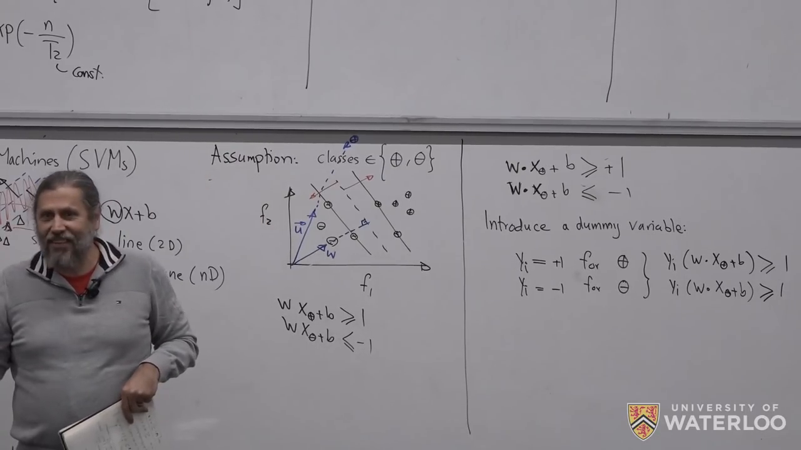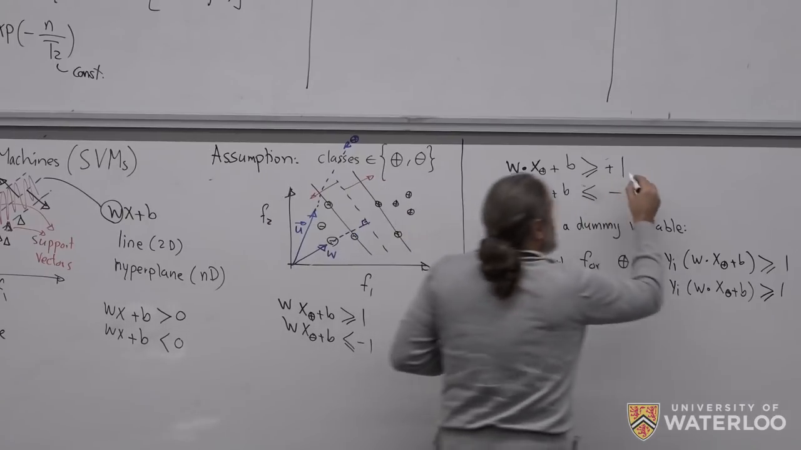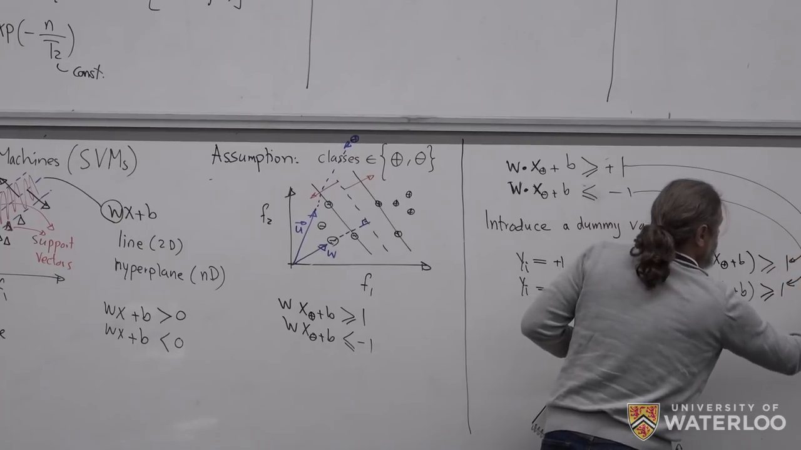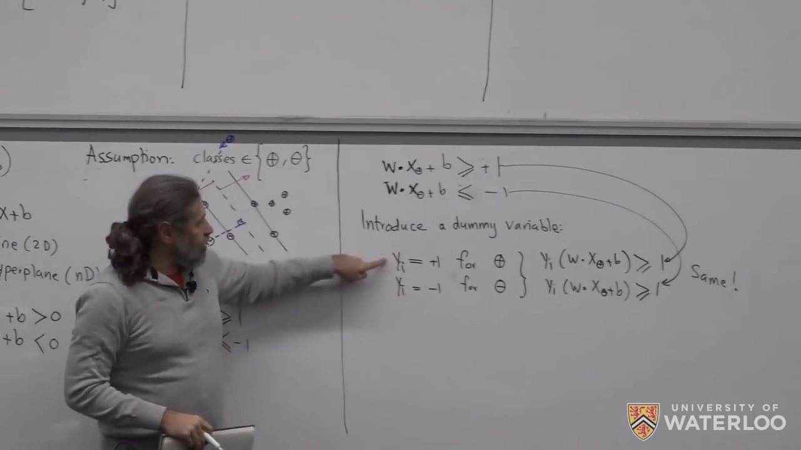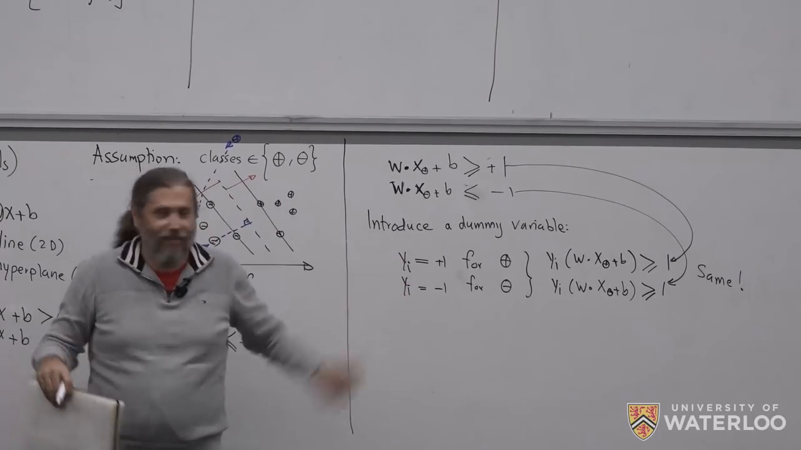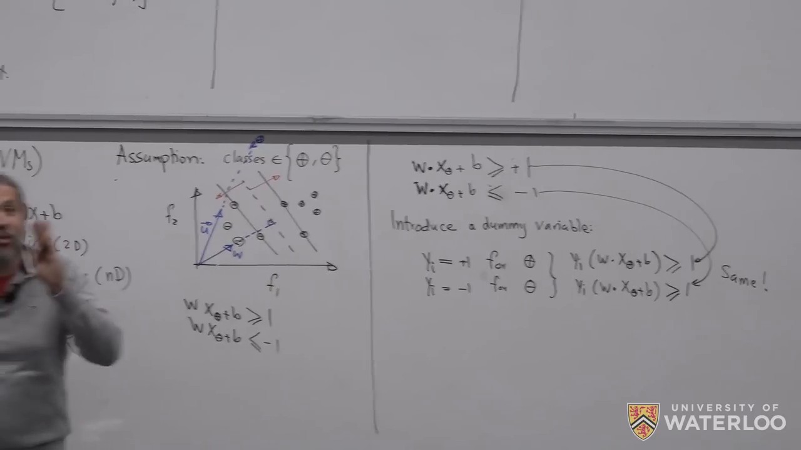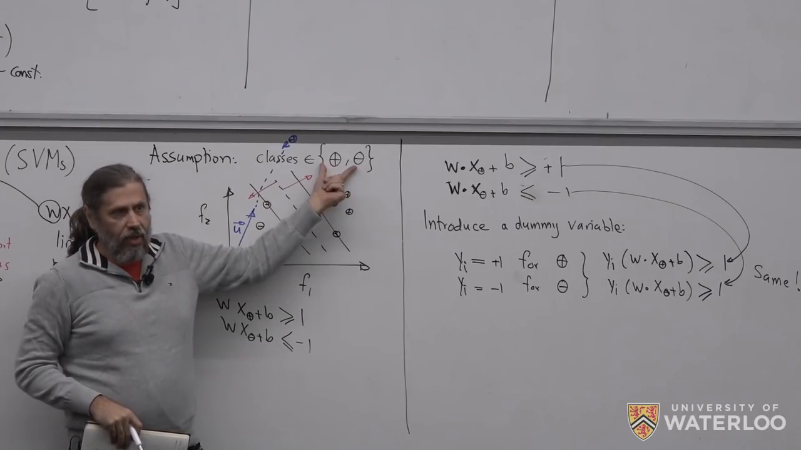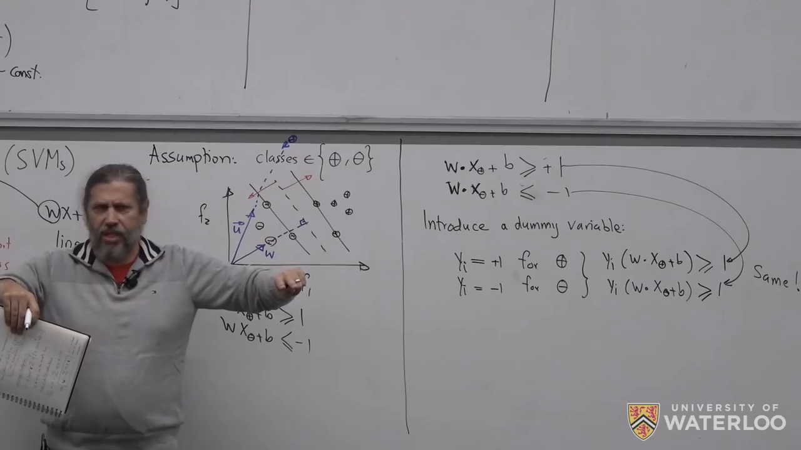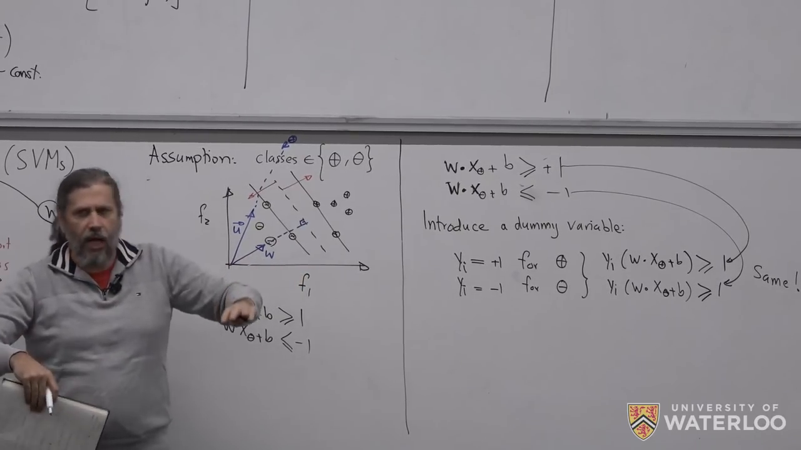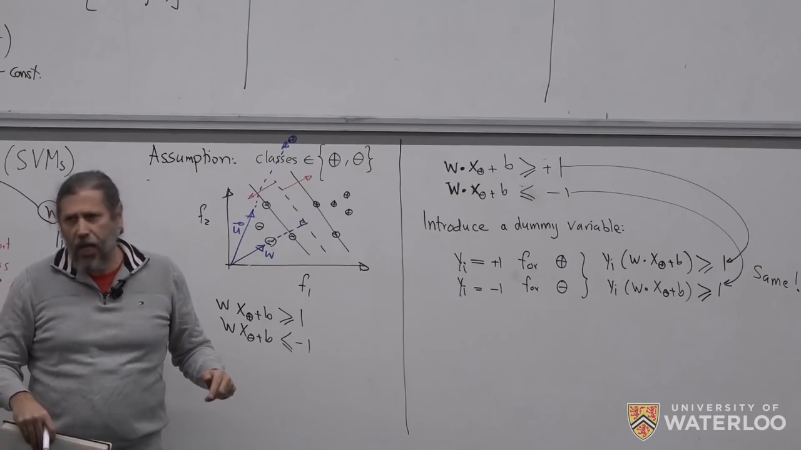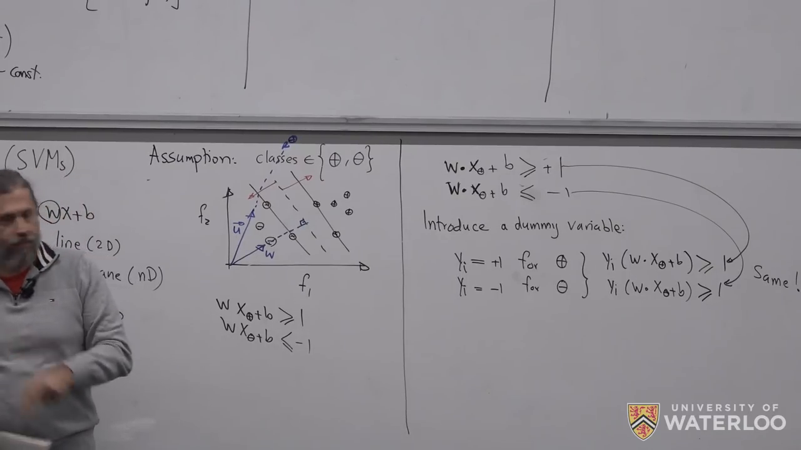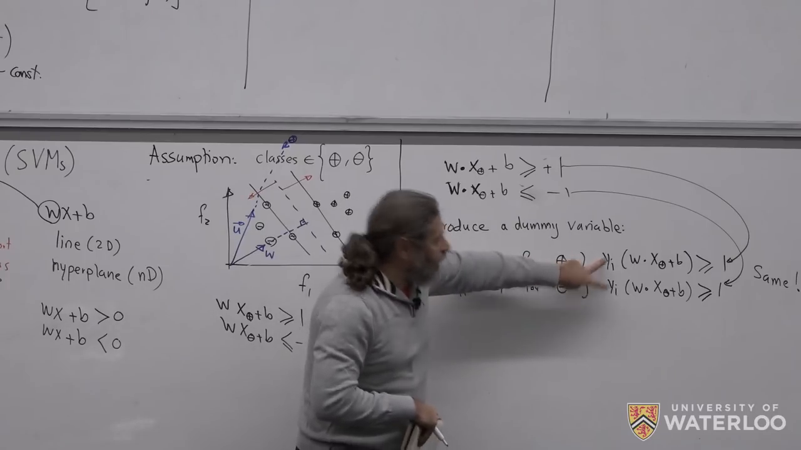So suddenly both equations are the same, by just introducing a dummy variable which comes from nowhere. It's not part of the data. But I could do that because I assumed I am doing binary classification, yes or no. So to keep things separate, the dummy variables that I introduce are also yes or no. And I will not go with plus 9.8 and minus 9.8. I will go with plus 1, minus 1. Just keep it simple.